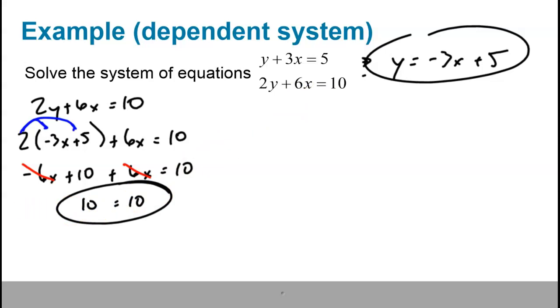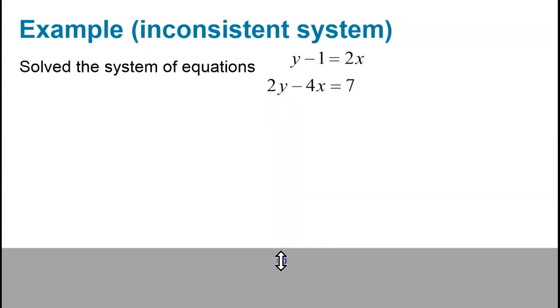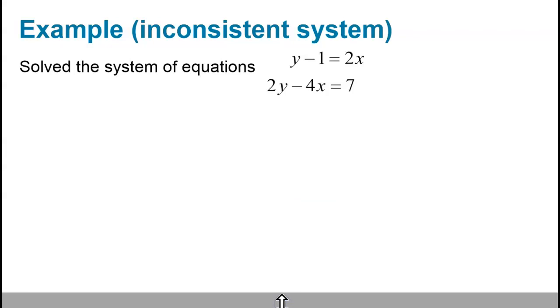So let's go ahead now and look at an inconsistent system. In this system, there's going to be no solution, and let's go ahead and see how that works. Again, we'll use this one to get y for our substitution. So we'll go ahead and add 1 to this side and add 1 to this side. So y equals 2x plus 1. And we will use that to substitute in for y into here.